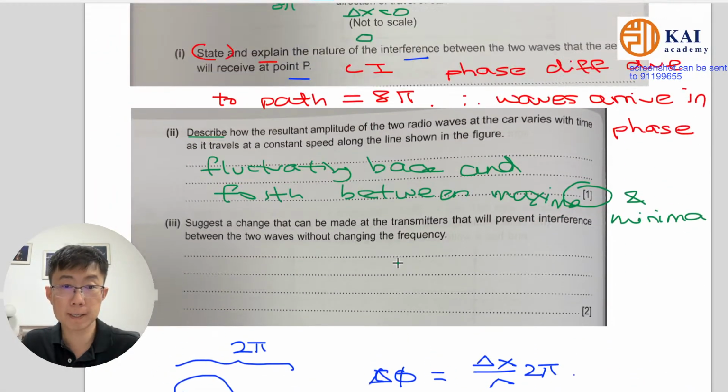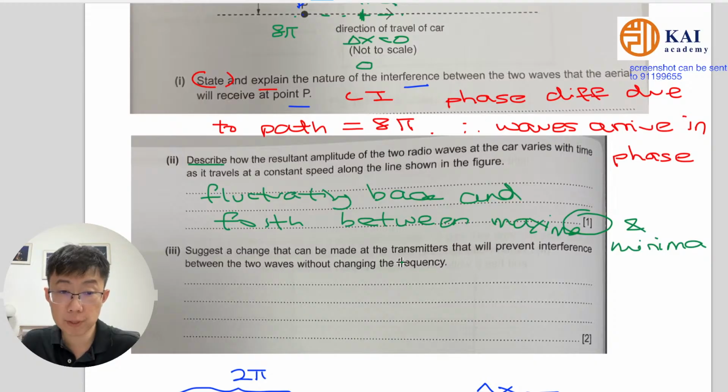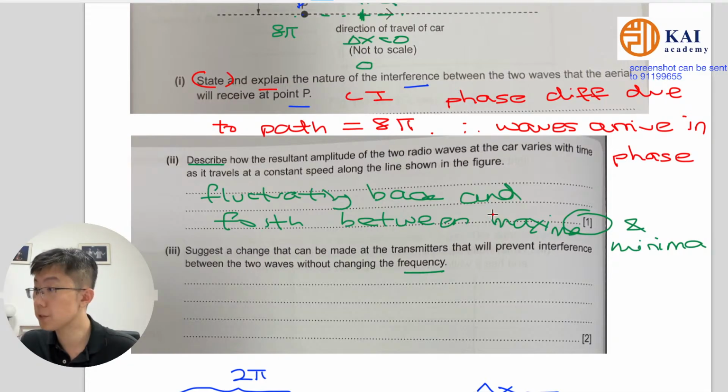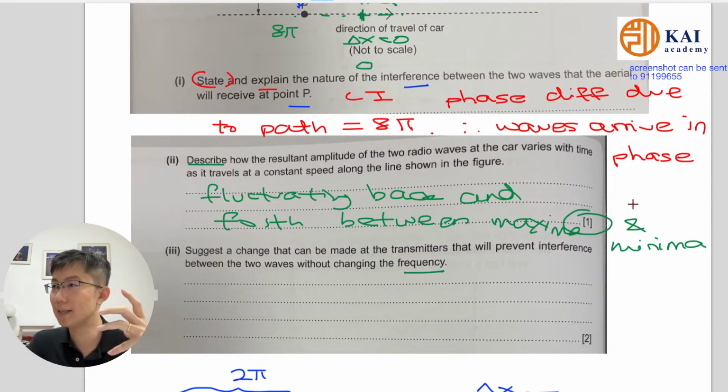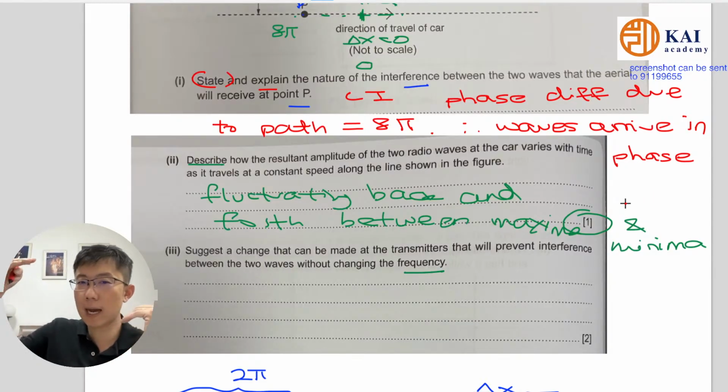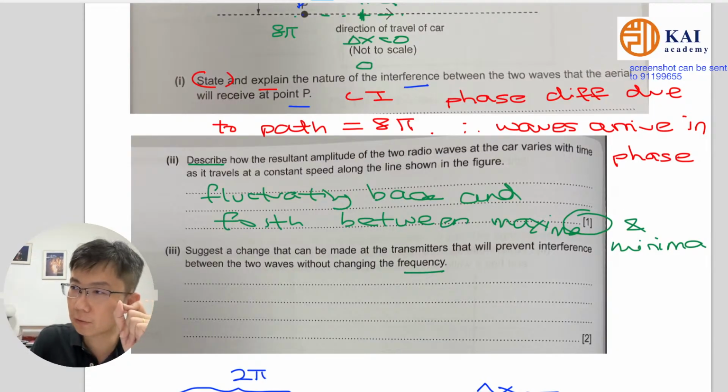Okay, so part 3 suggests a change that can be made at the transmitters that will prevent interference between the two waves without changing the frequency. Usually, suggest questions are questions that your examiner will put at the last part of the question. So these are things that may not be readily inside your notes, so it forces you to think at a higher order.